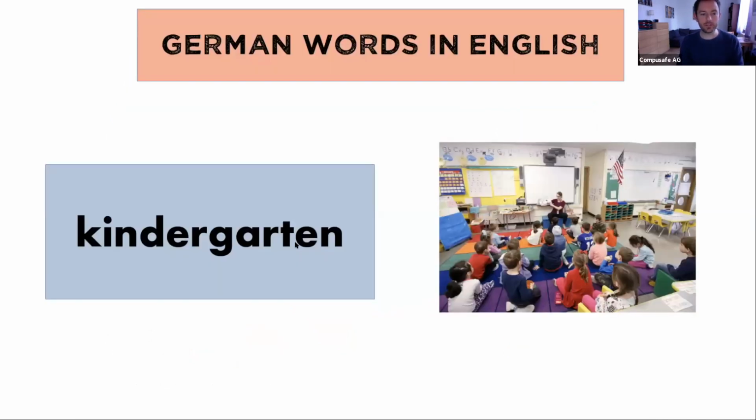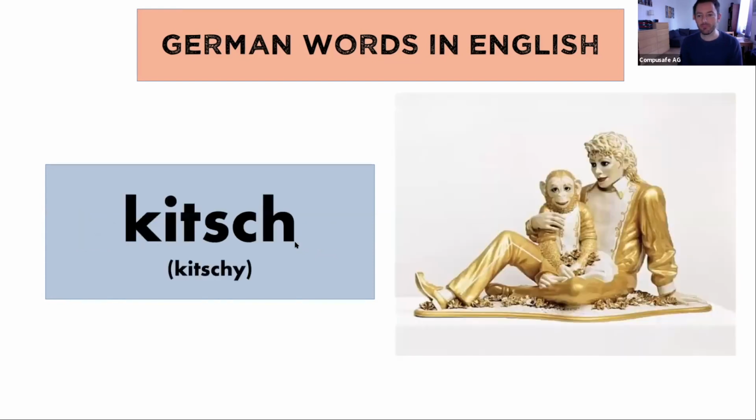So of course, everyone knows this one. In English, we say kindergarten. So that's part of our school system. We have kindergarten, then first grade, second grade, and so on. So it's a great word. And I'm not sure where it came from or who started using it, but it's a word that every English speaker knows. Here's another word, kitsch.